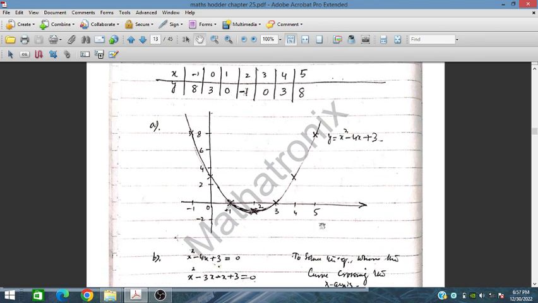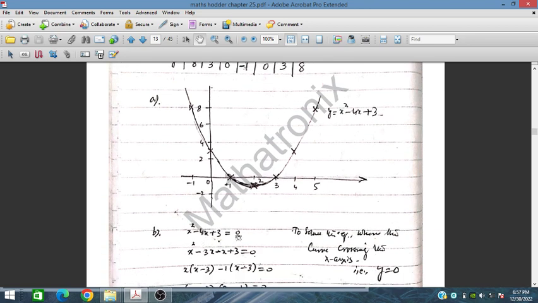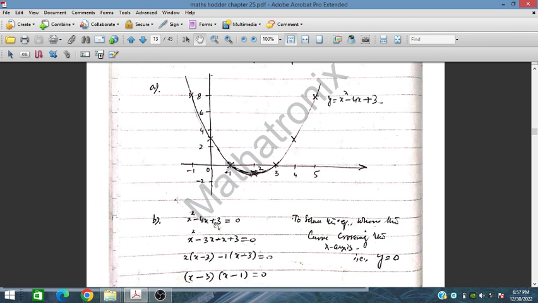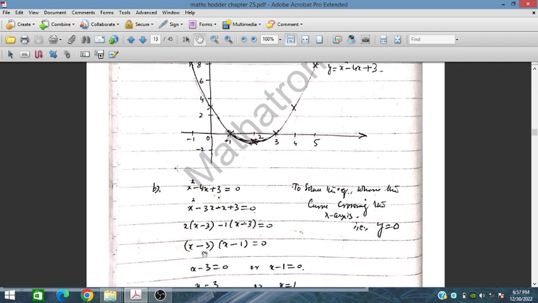And from this curve, in the b part, x square minus 4x plus 3 is equal to 0. Now we can factorize it. So minus 4 can be taken as minus 3 and minus 1, so it becomes minus 3 and minus 1, so it is plus 3. So this can be factorized and we obtain x minus 3 and x minus 1 is equal to 0. So x minus 3 is 0 or x minus 1 is 0.